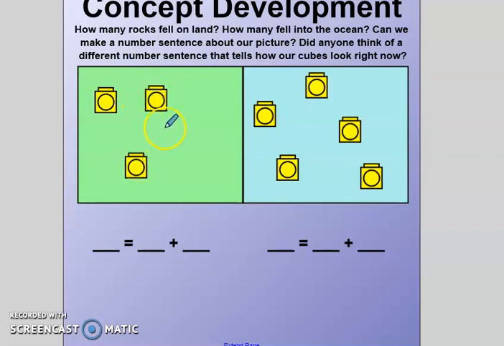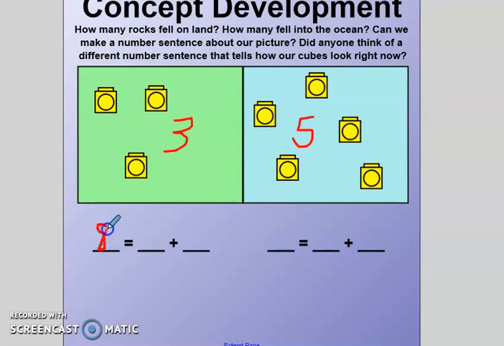1, 2, 3. Good job. And how many do we have on water? 1, 2, 3, 4, 5. Okay? Then once we figure out our whole, it's going to be super simple to fill in our number sentences because we labeled our picture. So let's count. 1, 2, 3, 4, 5, 6, 7, 8. So we're going to put an 8 here because that's where our whole goes.